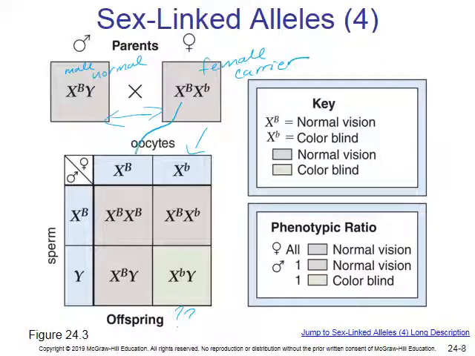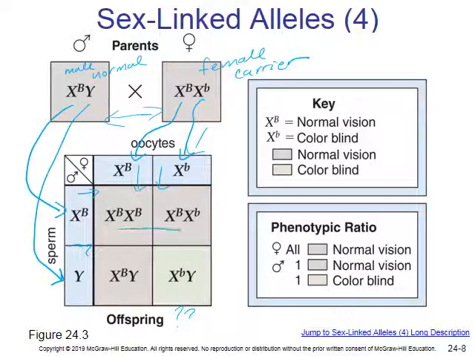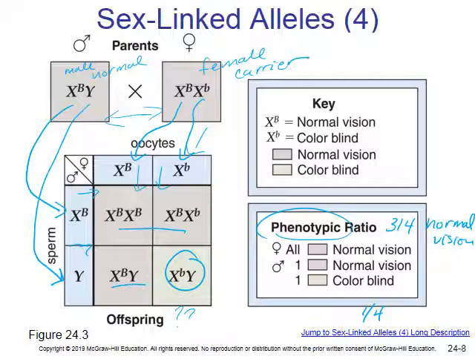So mom can donate this X or this X, and dad can donate this X or this Y. So you can do the down and over, and you can look at the possible offspring. So they have a chance of having 3 phenotypic, right? So 3 out of the 4 will have normal vision. We have 1 out of 4, or a 25% chance of having color blindness.